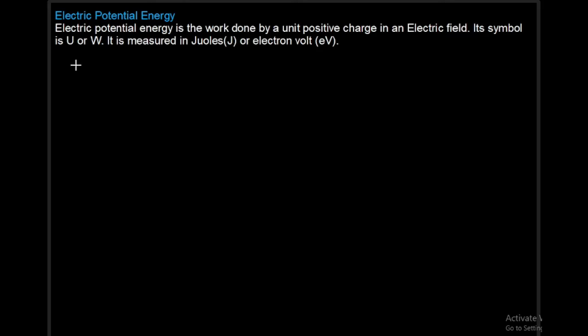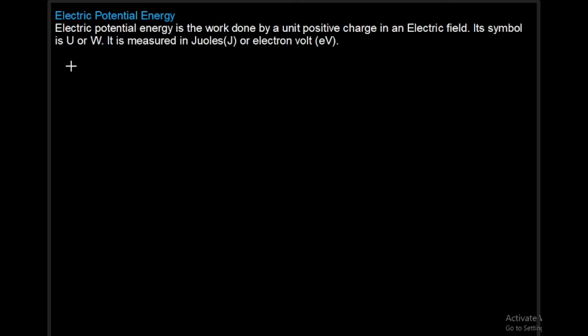So in this video, we're going to be talking about the electric potential energy. Now, electric potential and electric potential energy are not the same, all right? And we're going to see the difference in this video. Now, the electric potential energy is the work done by a unit positive charge in an electric field. The work done by a charge, or the energy used up by a positive charge in an electric field, is what we call the electric potential energy.